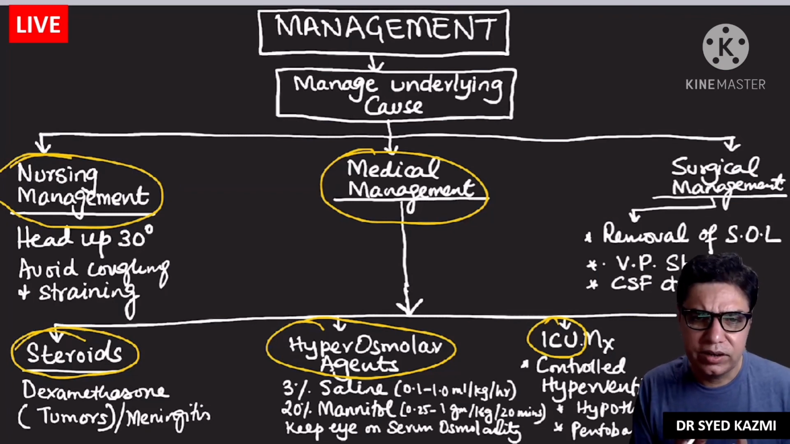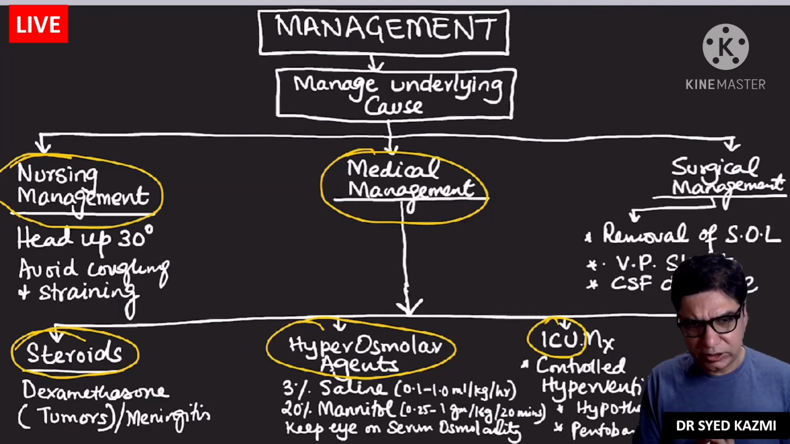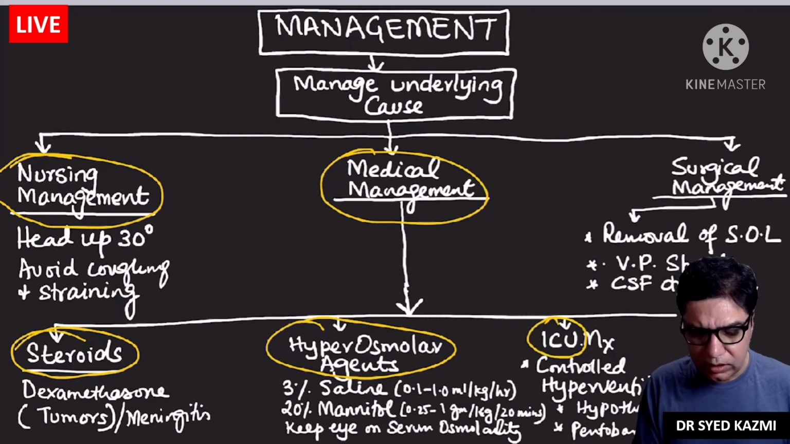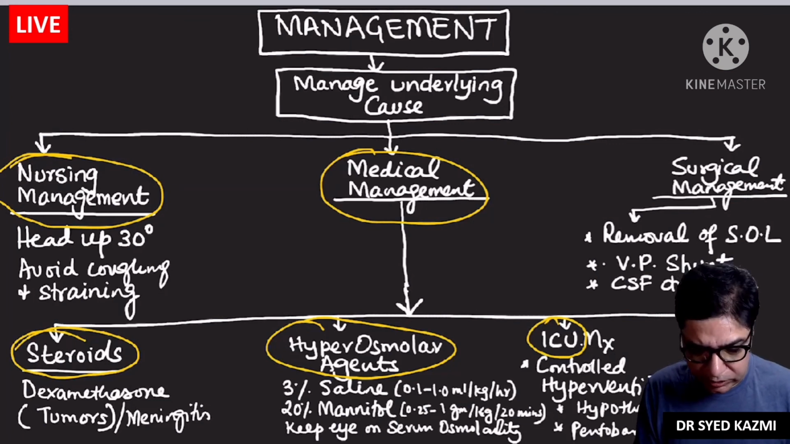And then where there are surgical reasons like a space occupying lesion in the form of an abscess or a tumor, it has to be surgically removed. If there is a hydrocephalus and the pathology is not known, the surgeons can put in a VP shunt, ventricular peritoneal shunt. And sometimes in conditions like idiopathic intracranial hypertension, which is a disease of adolescent girls, usually presenting with headaches and visual problems, CSF can be drained to decrease the intracranial pressure.